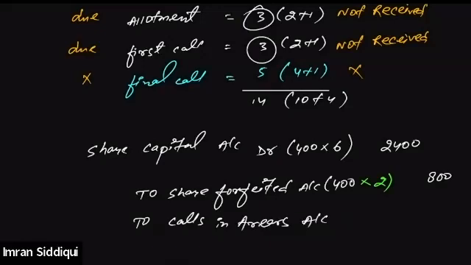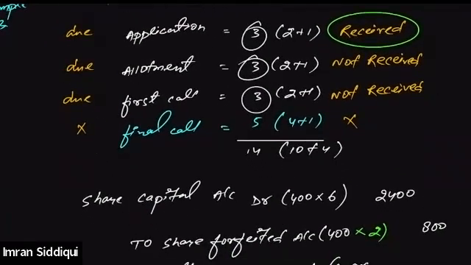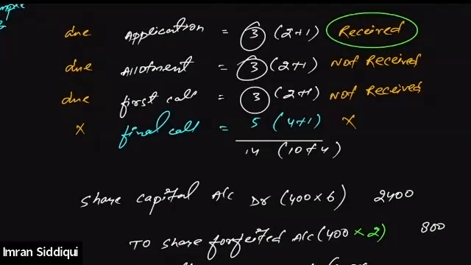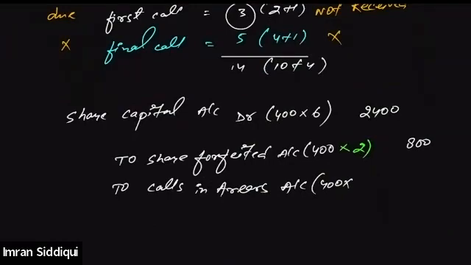Account. 400 into, towards which installment is the amount still due? Amount is due for allotment and first call. Nothing is due toward the final call, since the final call is not even made by the company. The total outstanding amount will be, total calls in arrears will be 3 rupees plus 3, that is 6 rupees. Not 4, 6, including premium.